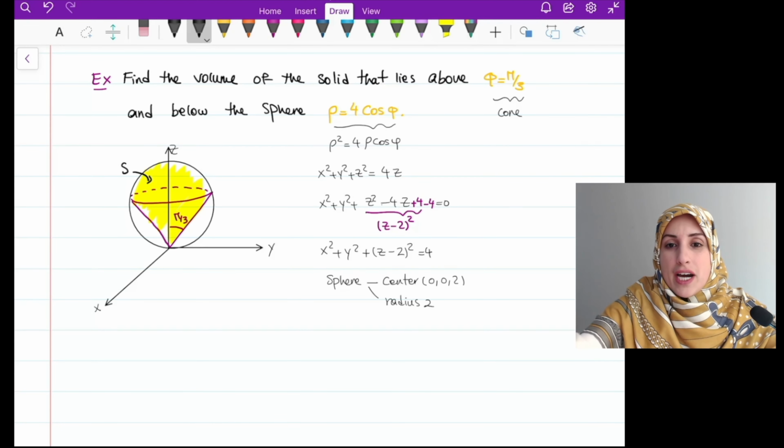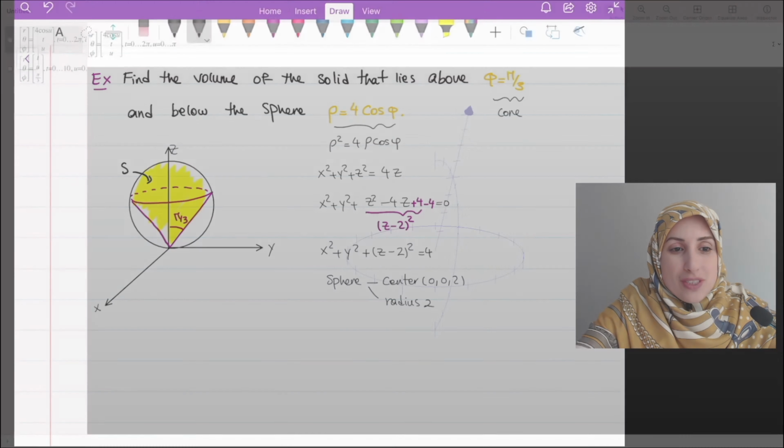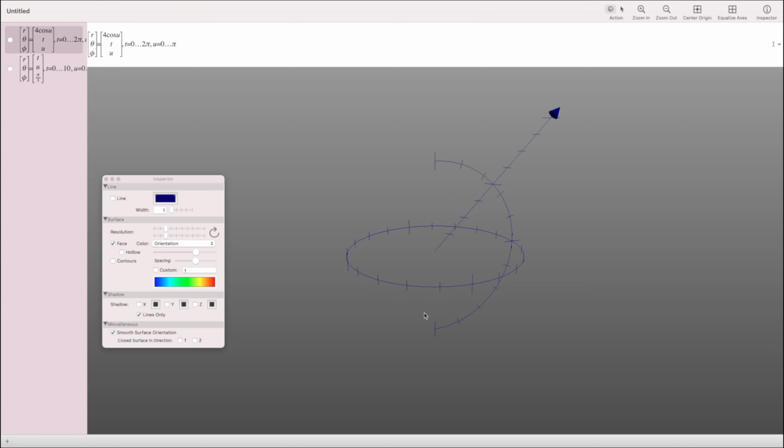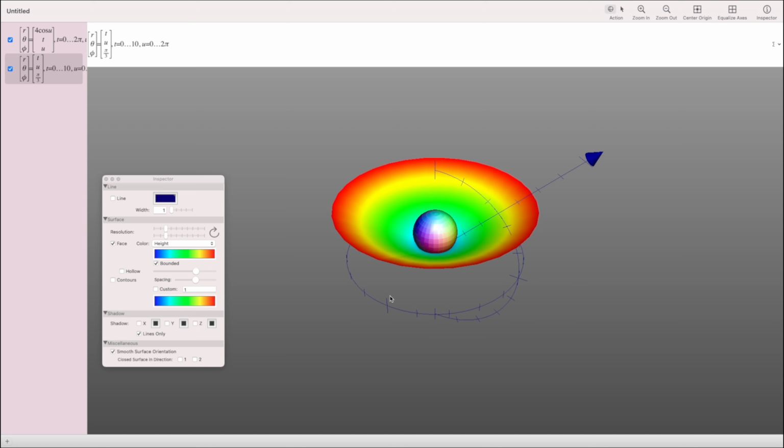Okay. Now let me show you the shape. This is the spherical coordinate. This is rho. This is the coordinate for theta from 0 to 2 pi, and then this is from 0 to pi for phi. Now it's the sphere. I needed to write a parametric equation of the sphere to be able to use the program. So it's a sphere at 0, 0, 2, and now I have the cone.